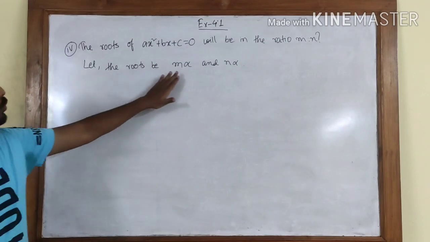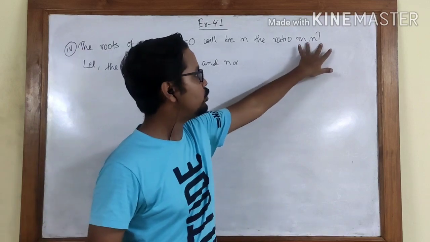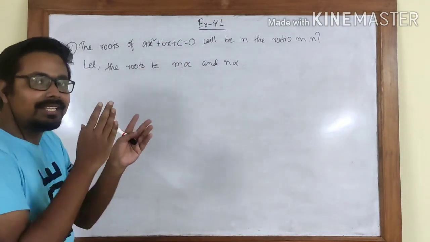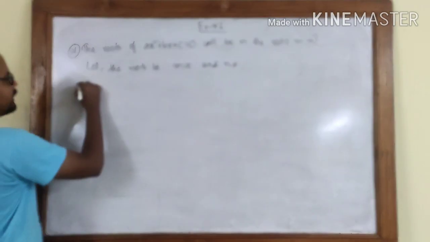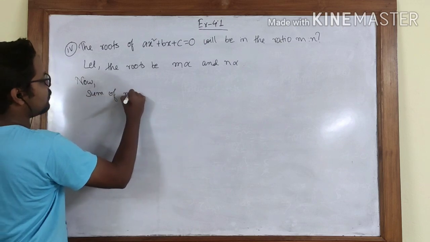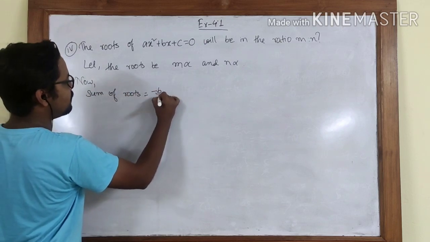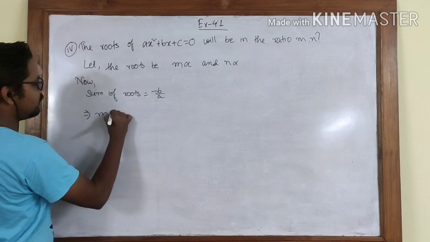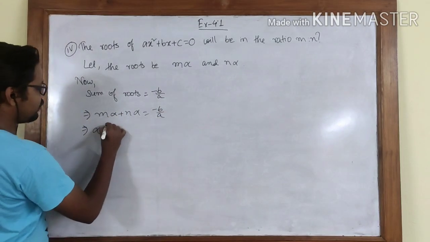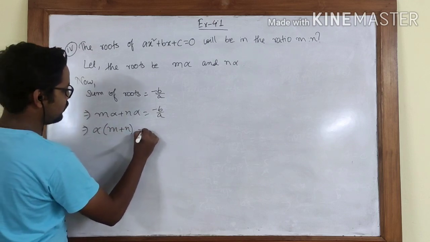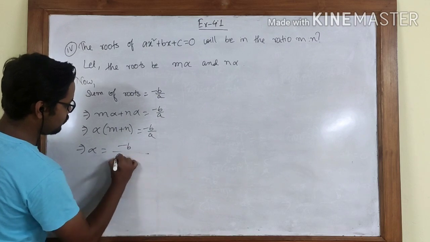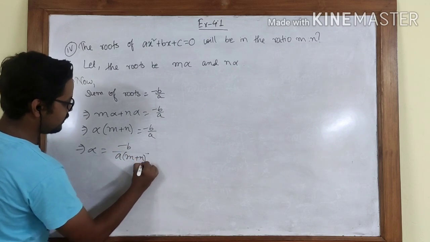So these are the two roots which we have taken from the ratio. Since it is m is to n, we can take m alpha and n alpha as the two roots. Now we will do again the same thing as question number 2. We will take the sum of the roots. Sum of roots will be equal to minus b by a. So it will be m alpha plus n alpha equal to minus b by a. So alpha common, (m plus n) alpha is equal to minus b by a. From here you can find alpha as minus b by a into (m plus n).